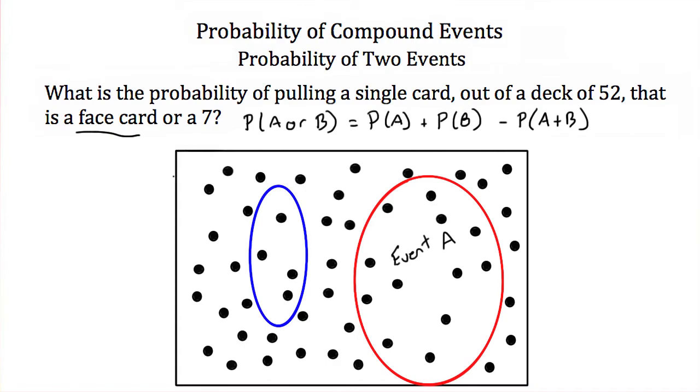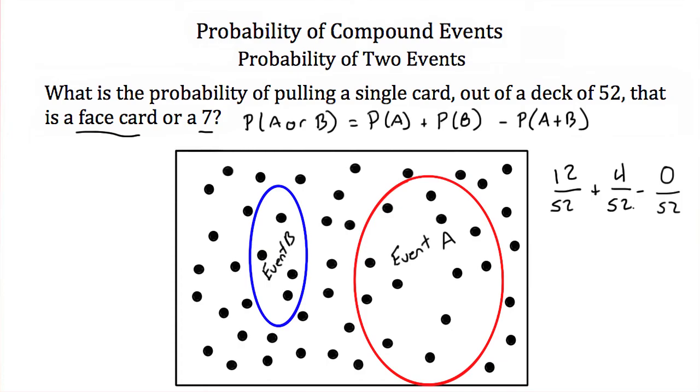Probability of pulling a face card from a deck of 52, that's 12 out of 52. So we found the probability of event A, and now we need to find the probability of event B. Let's say event B is pulling a 7 out of a deck of 52. Well, there are 4 7s in a standard deck of cards, so our probability would be 4 out of 52. Now we need to subtract the probability that the card we pull is both a face card and a 7. Well, there are no cards that are face cards and a 7, so that would be 0 out of 52.